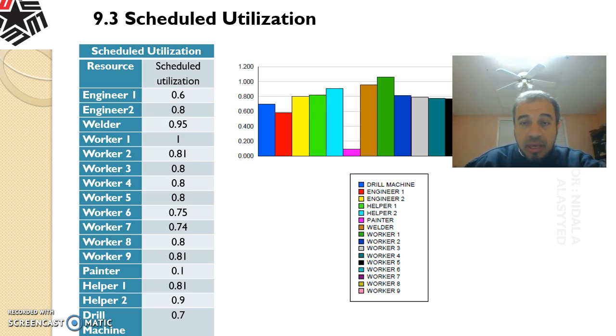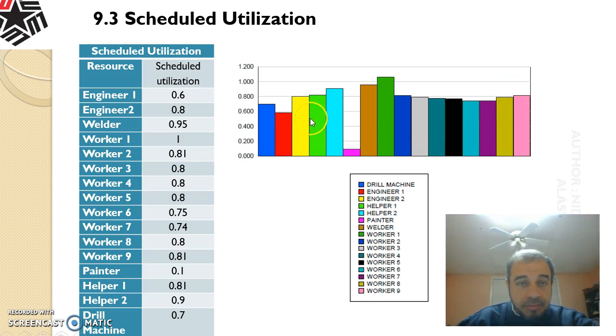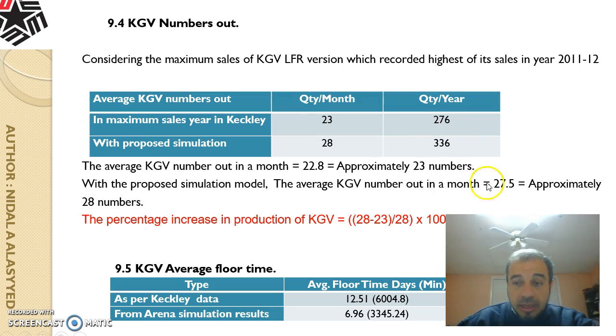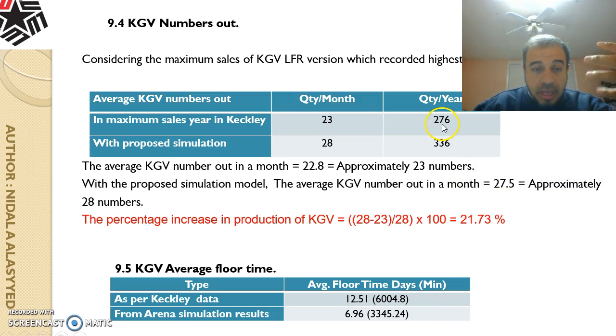And then here we reflected in colors the scheduled utilizations at each station, and it's very apparent that, while using the same manpower, we are still able to produce and reflect better utilization numbers. Here's the actual percentage increase of production of KGVs using the new floor plan that we produced. It's almost an increase of 21.73%.